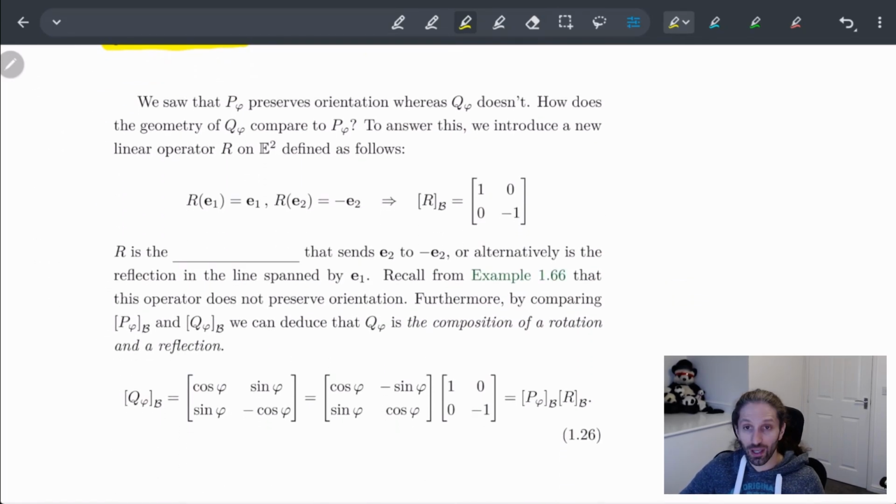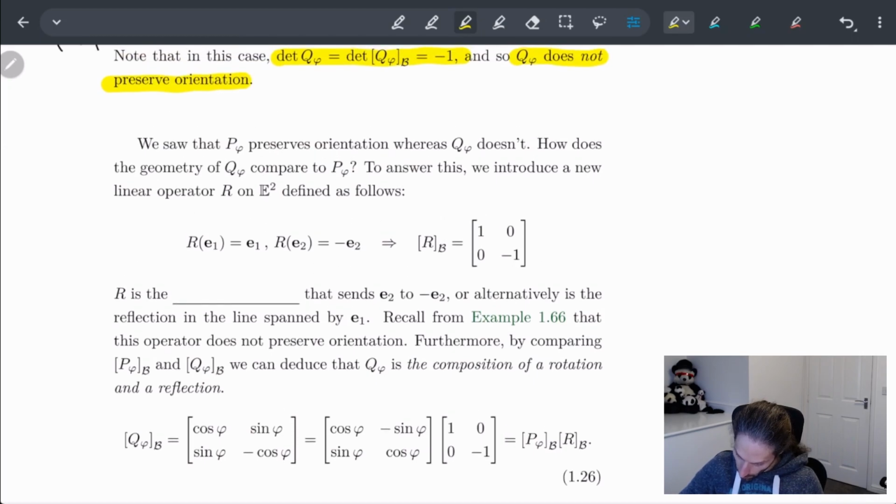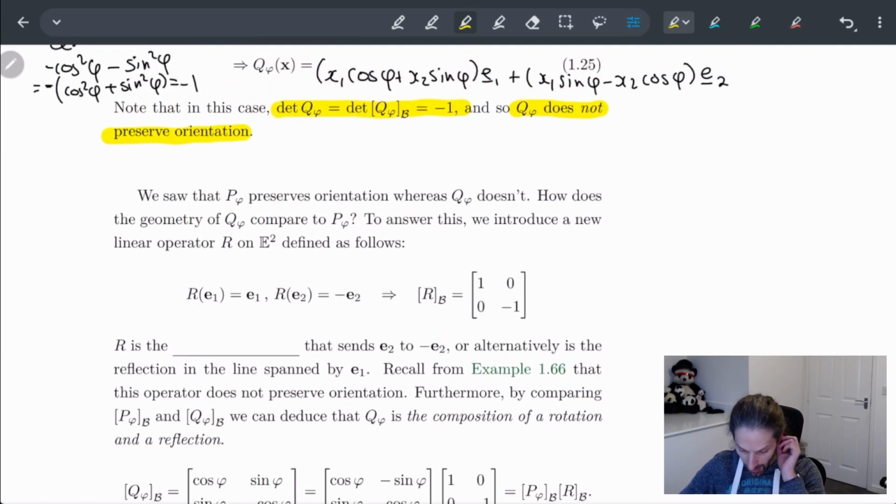So let's look at a small example. We saw that P of phi is preserving the orientation, but Q of phi is not. So how do the two relate? In order to relate the two, we're going to introduce a third linear operator, which we'll call R. We define it in the following way: R of E1 is E1, R of E2 is minus E2. So in other words, the matrix of R is 1, 0, 0, minus 1.